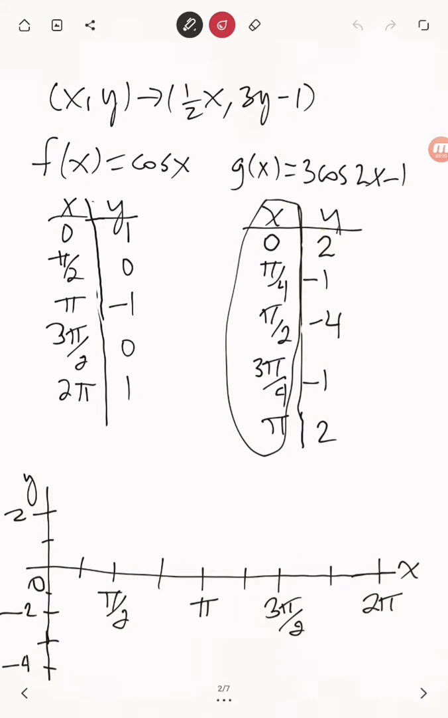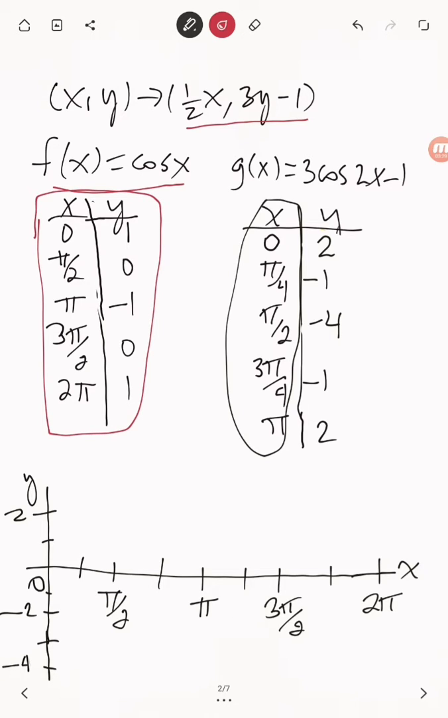So continuing with that mapping notation over here, we need to take our basic table of values for f(x) = cos x, which everyone should have memorized by now. Probably you memorized it in grade 11 math already. So that is our basic table of values for cos x right here. Multiply all the x values by 1/2 and we get these ones. Multiply all the y values by 3 and subtract 1 and we get these ones.